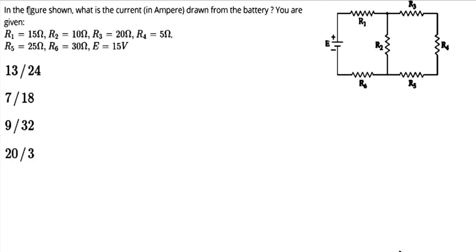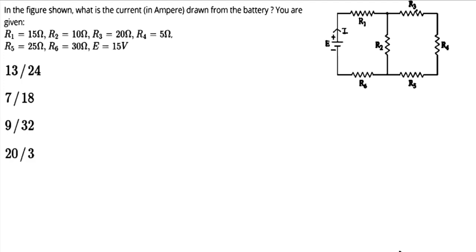Hello everyone, the question says that in the figure shown, what is the current in ampere drawn from the battery? You are given R1 is 15 ohm, R2 is 10 ohm, R3 is 20, R4 is 5, R5 is 25, R6 is 30 ohm, E is 15 volt. So in this question I have to find out the current drawn from the battery. Let us suppose the current drawn from the battery is I.